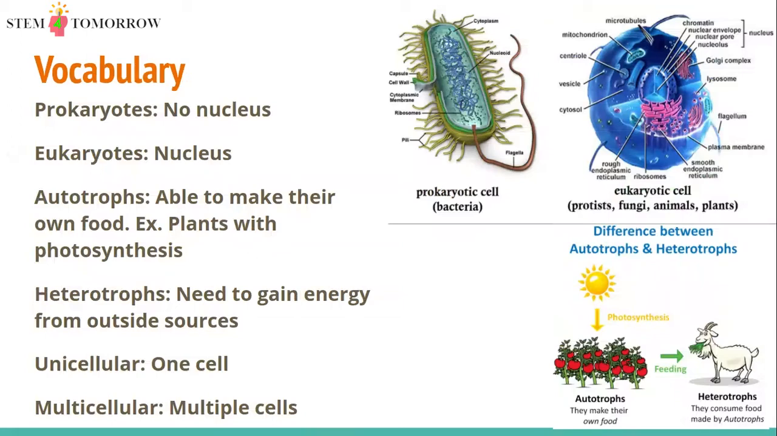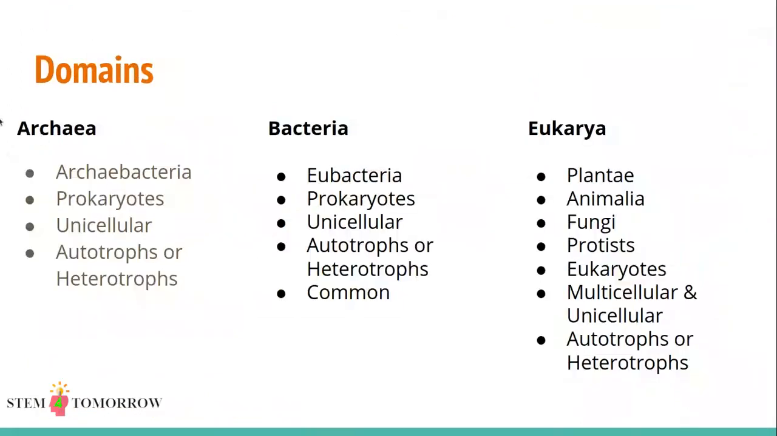Okay, getting into domains. There are three domains in life: archaea, bacteria, and eukarya. We're going to start with eukarya. Eukarya has four different kingdoms in it: Plantae, Animalia, Fungi, and Protists, or Protista. These are eukaryotes. They're multicellular and unicellular. They're autotrophs or heterotrophs. Basically, most of life fits into this category. Most of the living things that you would think of fit into this category.